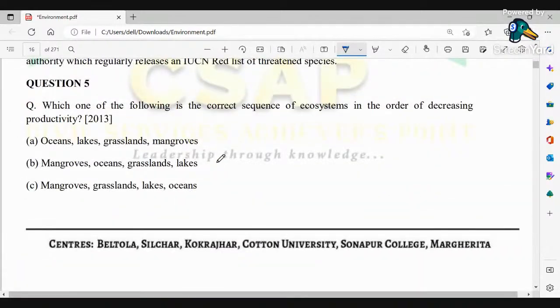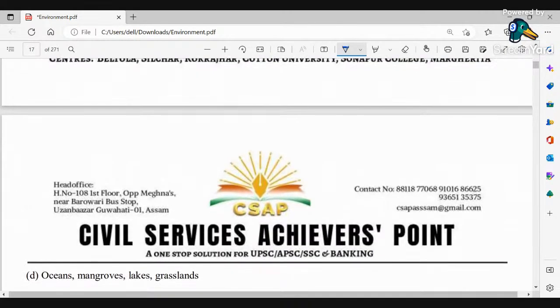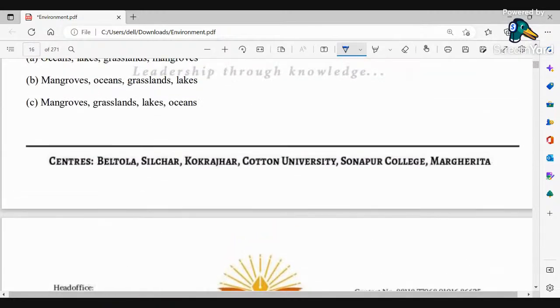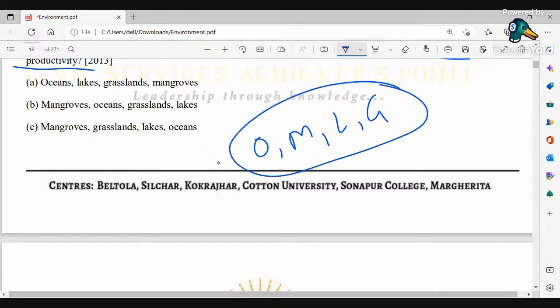Which one of the following is the correct sequence of ecosystems in the order of decreasing productivity? Ocean, lakes, grasslands, and mangroves. Mangroves, ocean, grasslands, lakes. Mangroves, grasslands, lakes, and oceans. And lastly, oceans, mangroves, lakes, and grasslands. That is the last option.